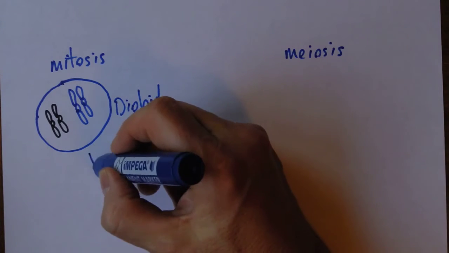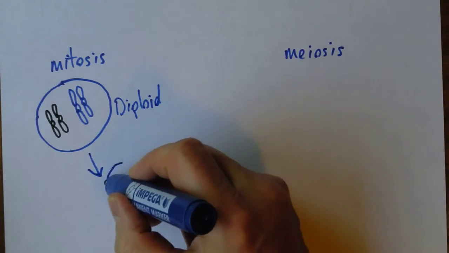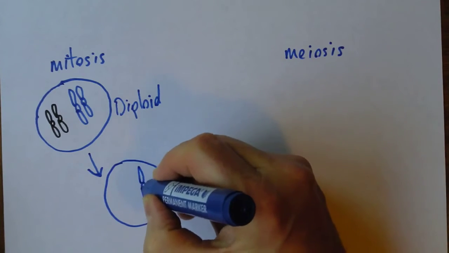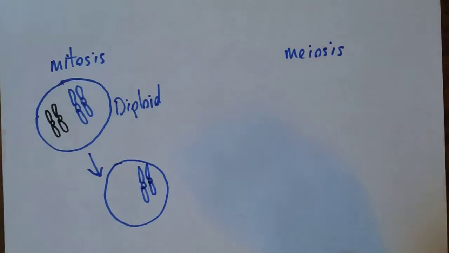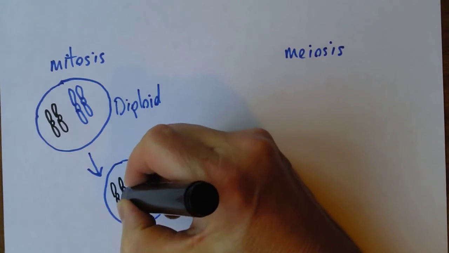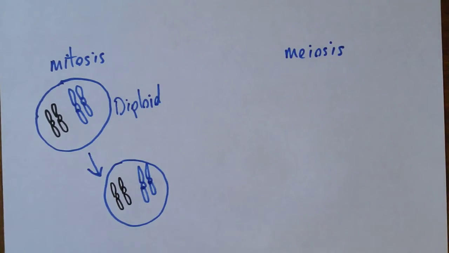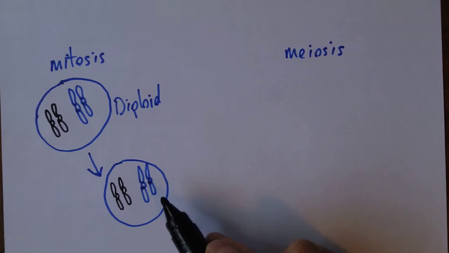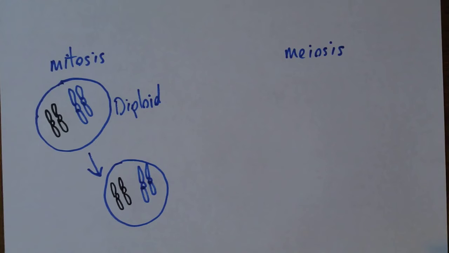Then the process of mitosis, we know, is a conservation cell division. So we're going to end up with the same number of chromosomes and the same number of pairs. Again, we're going to start off with 23 pairs of chromosomes, or 46 chromosomes, and we're going to end up in the daughter cells with 46 chromosomes, or 23 pairs.